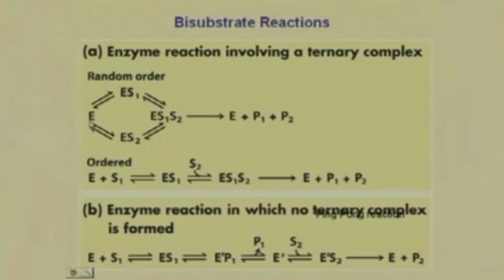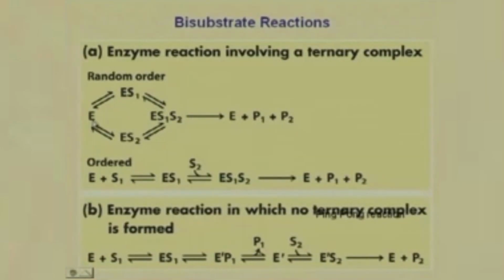So this is what we mean by a random order. We have the enzyme. What can the enzyme do? It can form ES1 or ES2, a random order. And then what happens? It forms the ternary complex. What does a ternary complex mean? It means that you have E, S1 and S2 together. So three components in the complex make it the ternary complex.